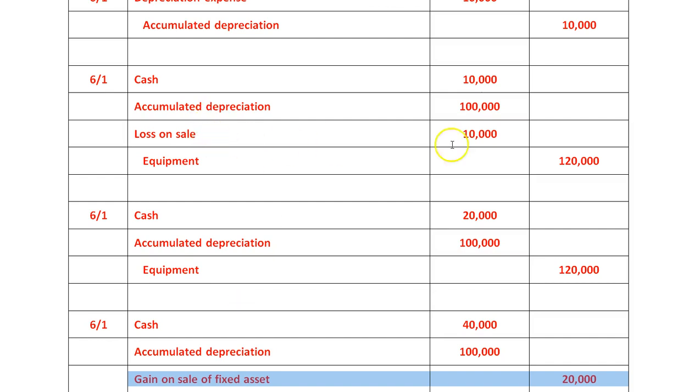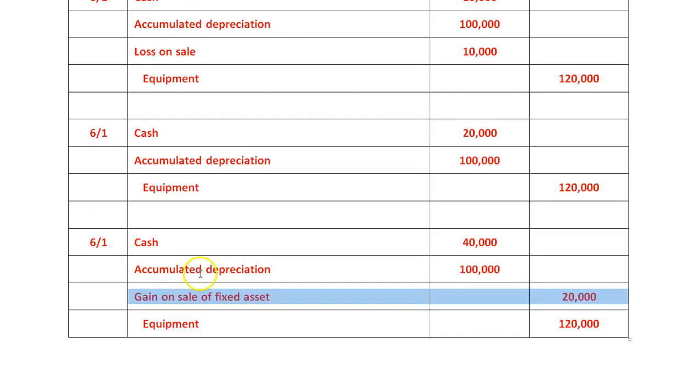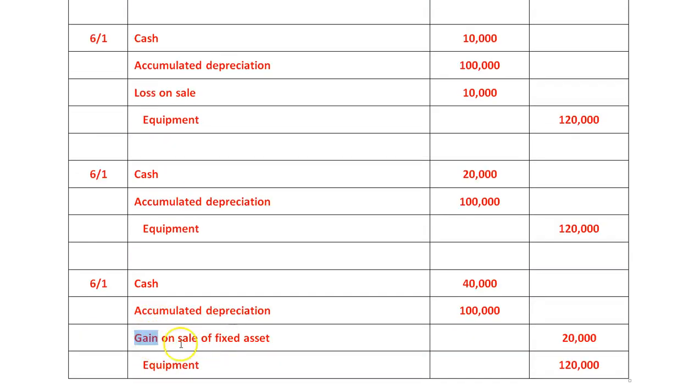So it's a loss on sale of fixed asset. If it's on the debit side, it's a loss; on the credit side, it's a gain. I'm okay with just the word loss and just the word gain. So you don't have to write out the full thing. I know what you're talking about if you call it a loss or a gain.